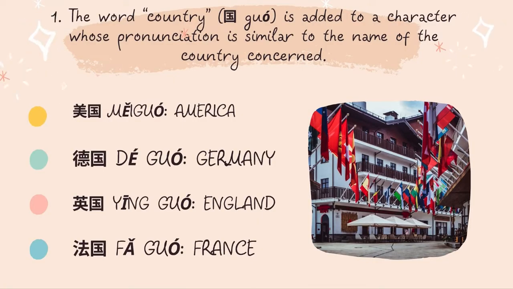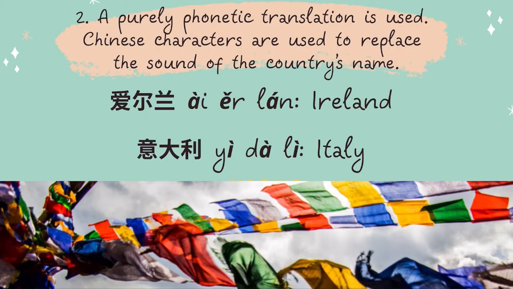Guo means country. So whenever you see the country names, Guo in the end. Mei Guo. De Guo. Ying Guo. Fa Guo. Chinese characters are used to replace the sound of the country's name, such as Ireland, Italy.